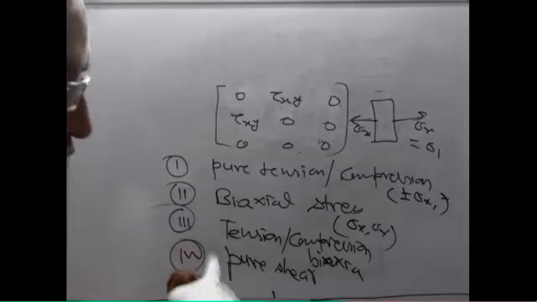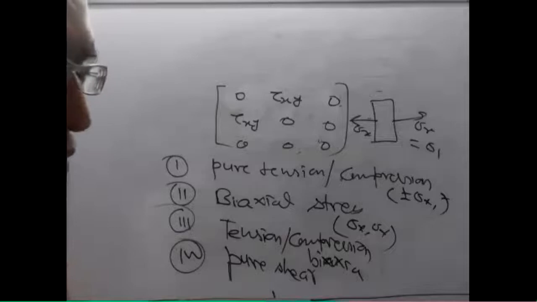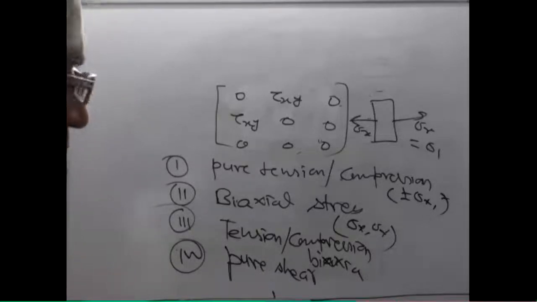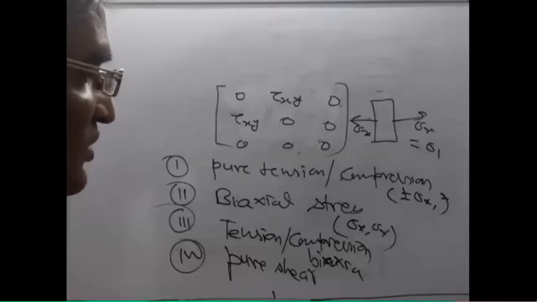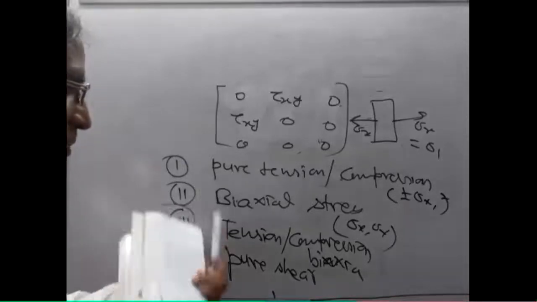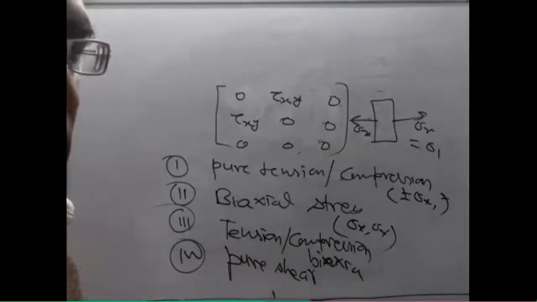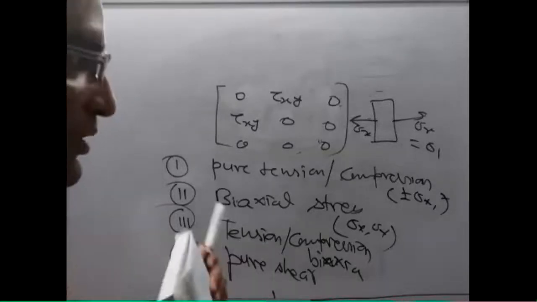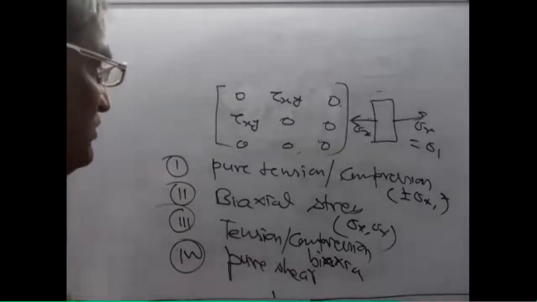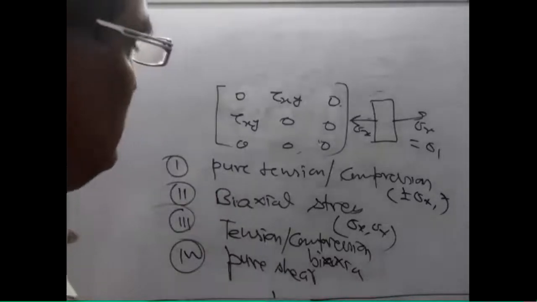So you got the idea. Note down that there are many cases that will come where we'll discuss what will happen in the problem of pure tension, biaxial stress, tension, compression, and pure shear. These kinds of examples are generally taken in rubber elasticity. That is not part of this course, but generally this type of case is considered.